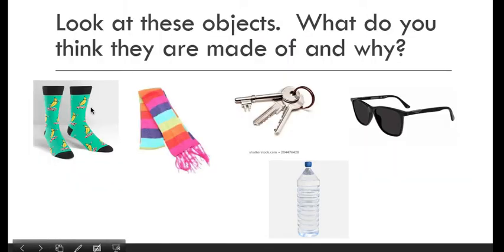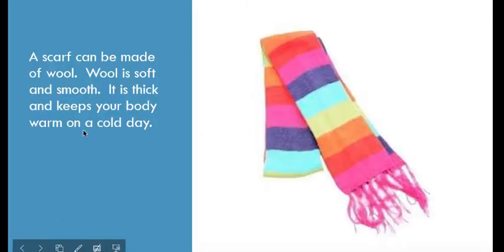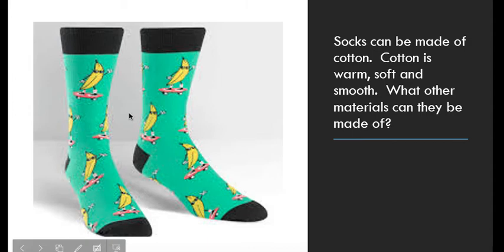Look at these objects. What do you think they are made of and why? A scarf can be made of wool. Wool is soft and smooth. It is thick and keeps your body warm on a cold day. Socks can be made of cotton. Cotton is warm, soft, and smooth. What other materials can socks be made of?